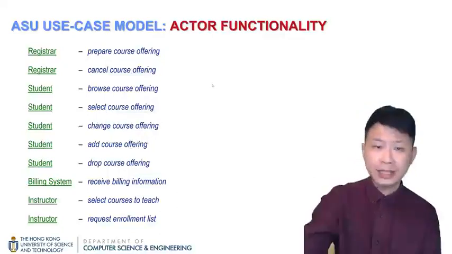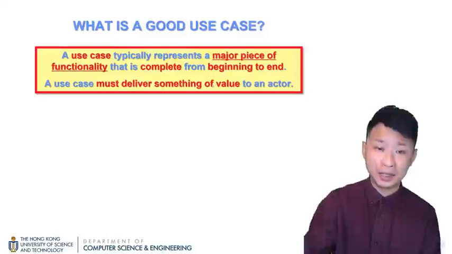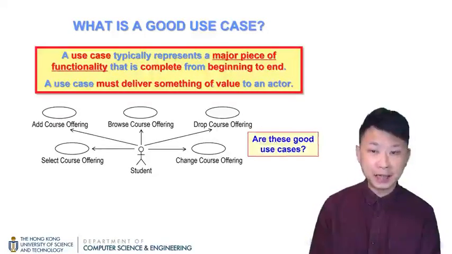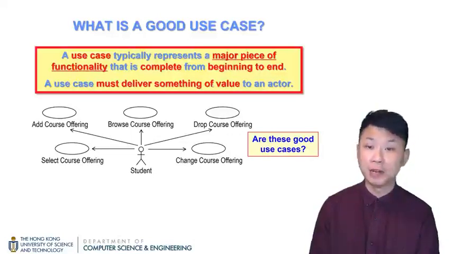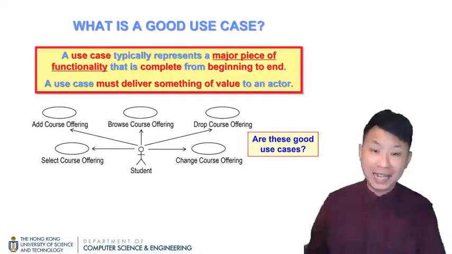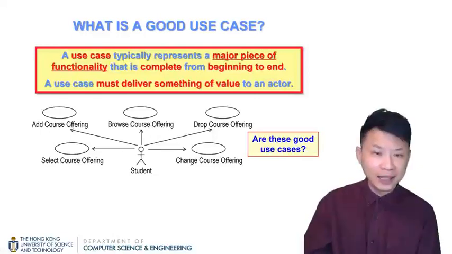Okay, so notice that when we try to come up with a use case, what is a good use case? A good use case typically represents a major piece of functionality that is complete from the beginning to the end. So it has to be a complete story from the beginning to the end. So think about it. Are these good use cases?